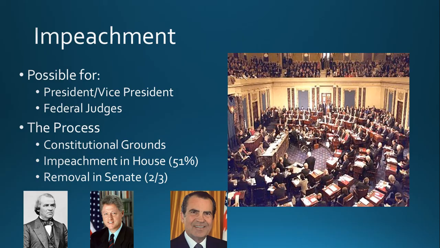Nixon is the only president in U.S. history to resign from office. So you have two impeached presidents, Johnson and Clinton, but neither were removed, and you have Nixon who resigned.